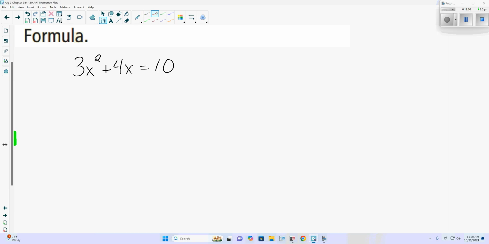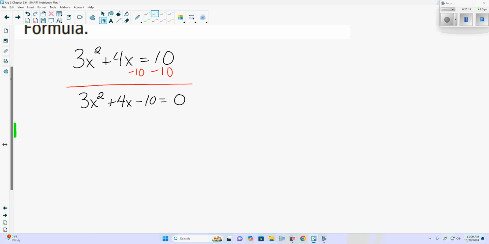Okay. Using the quadratic formula, what's the first thing we need to do? We need to get it equal to 0. So how can we do that? We can subtract 10 from both sides, telling us that 3x squared plus 4x minus 10 is equal to 0.